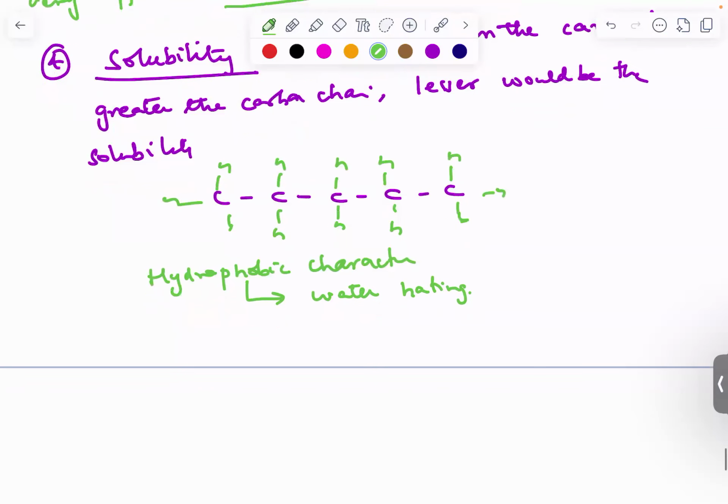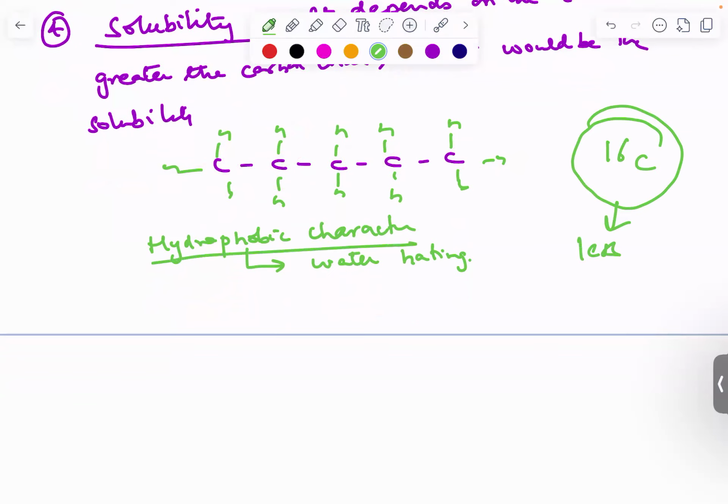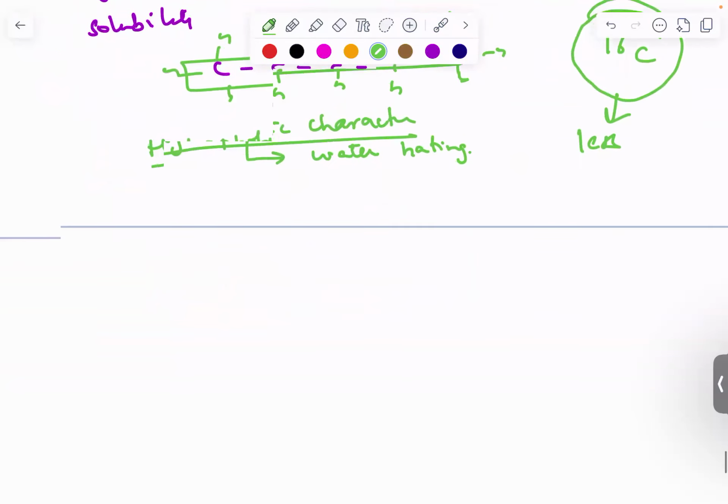So what does it mean? That means I have made how many carbon? One, two, three, four, five. So that means five carbon atoms. And if I am going to compare it with something having 16 carbon atoms, so that means that this is less soluble as compared to pentane, which is more soluble. So the greater the number of carbon atoms, the greater would be the insolubility.